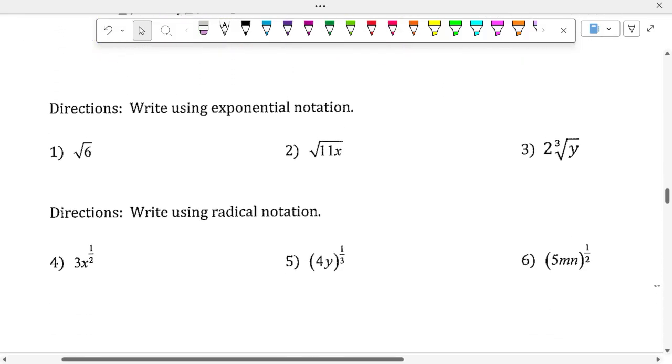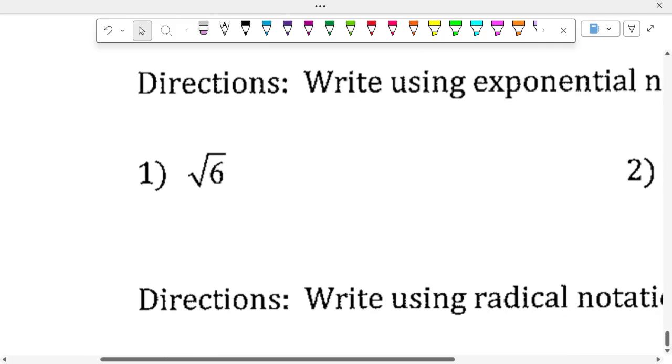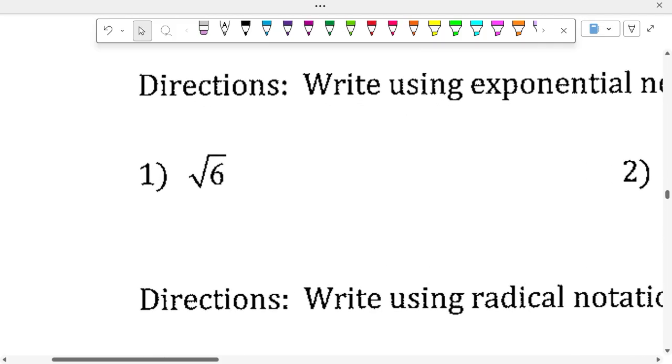So let's try this. How do I rewrite the square root of 6 using fractional exponents? First off, what's the unspoken number here? What type of radical is this? Is it a cube root, square root, fourth root? Come on, guys. This is easy. It's a square root, which means the number here is technically a 2. Now, this 6 isn't raised to anything, so we're going to put a 1 there.